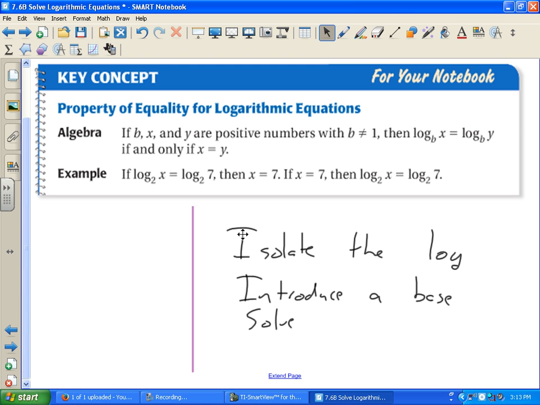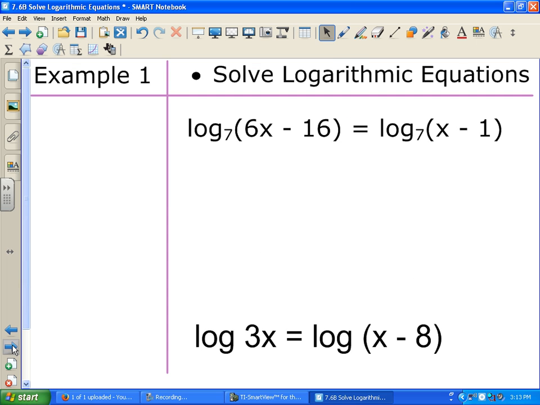We're going to do one example where we may get an extraneous solution. Remember, an extraneous solution is an extra solution. When you have two answers, they both might work, or one will work and one won't, or they both might not work. All right, here's what it's going to look like.